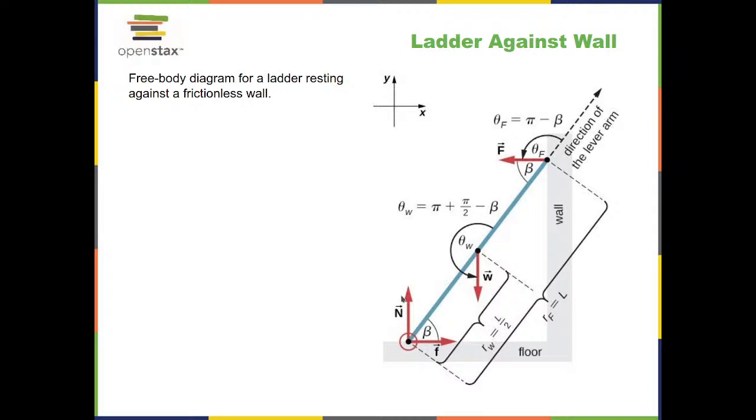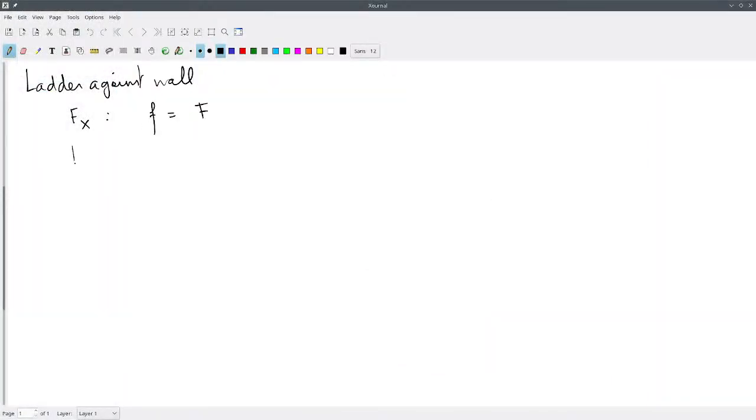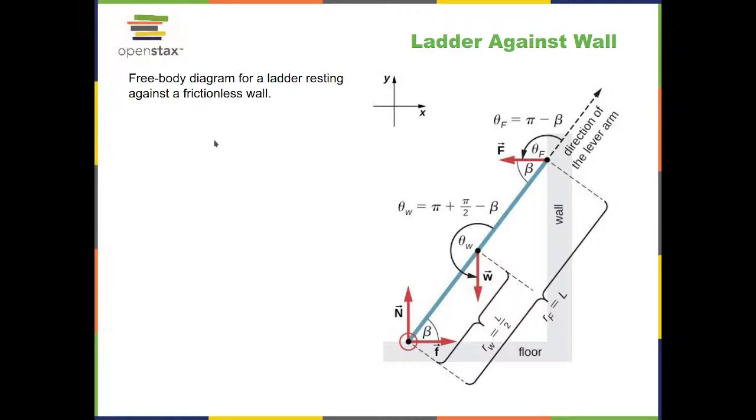The next equation that we can immediately write down is the force condition in the y direction. The sum of the normal force from the floor and the weight of the ladder will have to be equal to 0. So that means that the normal force will have an equal magnitude to the magnitude of the weight. So Fy gives us as a condition that N is equal to the weight, right?